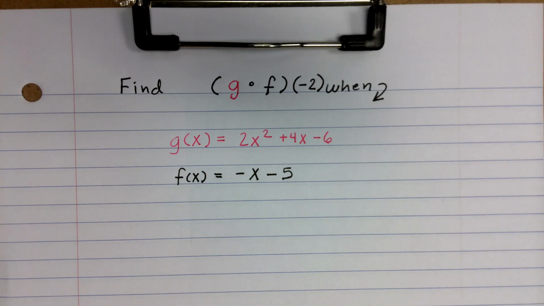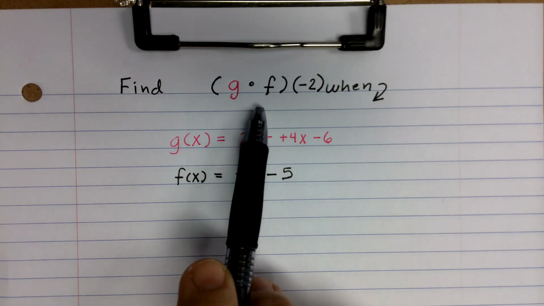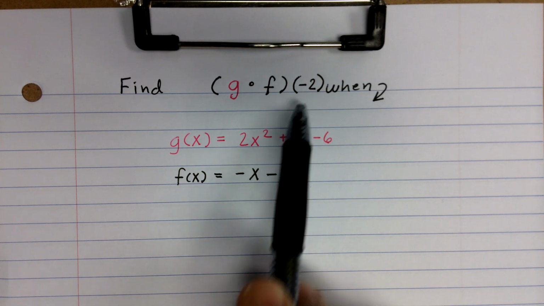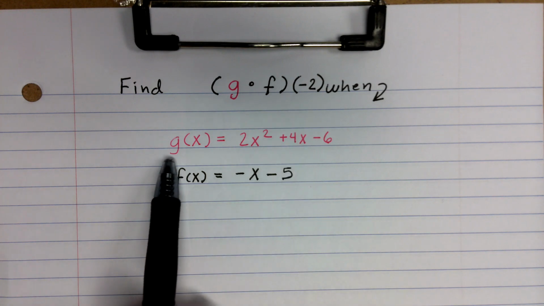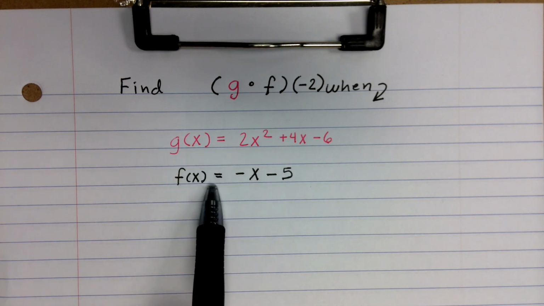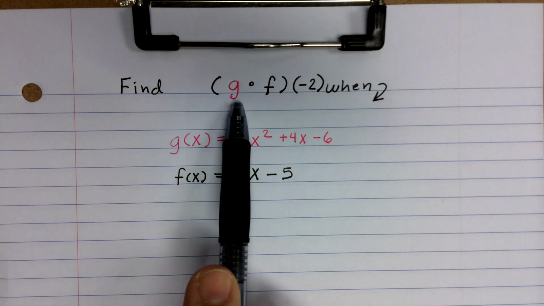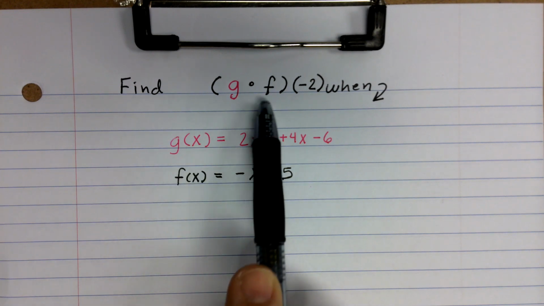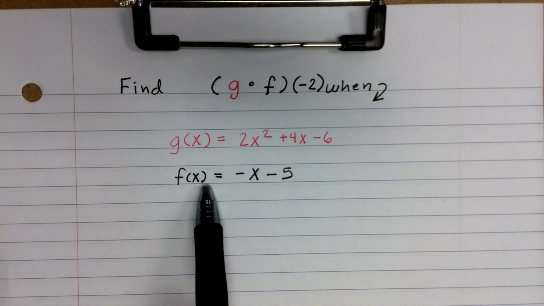Alright, in this video we're going to be looking at finding g of f when we have an element of f's domain of -2. Now notice we have two equations here, right? We have the g of x equation and we have the f of x. Notice g of x is going to be indicated first, right? So that's our first equation, and then this f is the second equation.